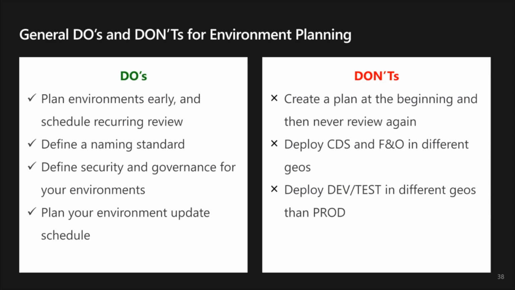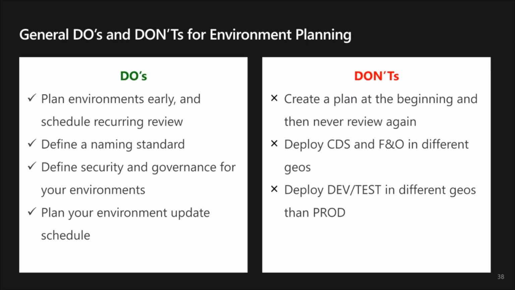And then make sure that you're planning your environment update schedule. So when exactly are you going to be updating each of these different types of environments? And that plays a little bit into your ALM. But once you have the list of environments, you need to make sure that you have a plan in place to get all of those environments up to the latest version in a sequence and a pattern that makes sense with your project plan.